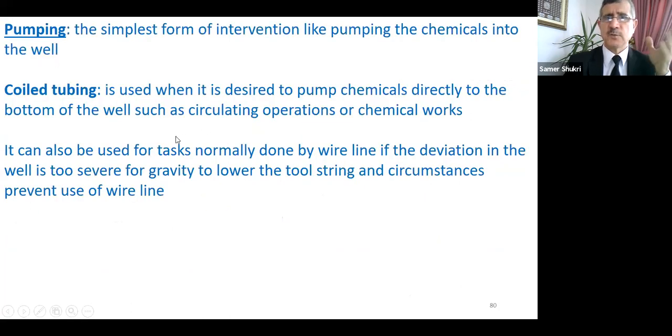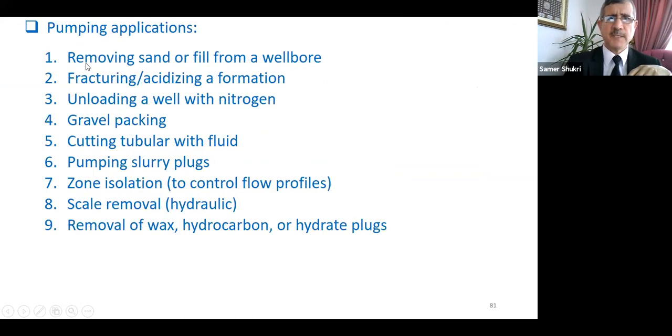We have pumping. If you want to pump diesel, fresh water, acid, or solvent for the reservoir. If we have heavy oil in the reservoir, we can pump solvent, or we can pump chemicals or polymers, and then produce the oil. So for pumping applications, we have these 9. You can find it as a question in your question sheet. We can move through them one by one.